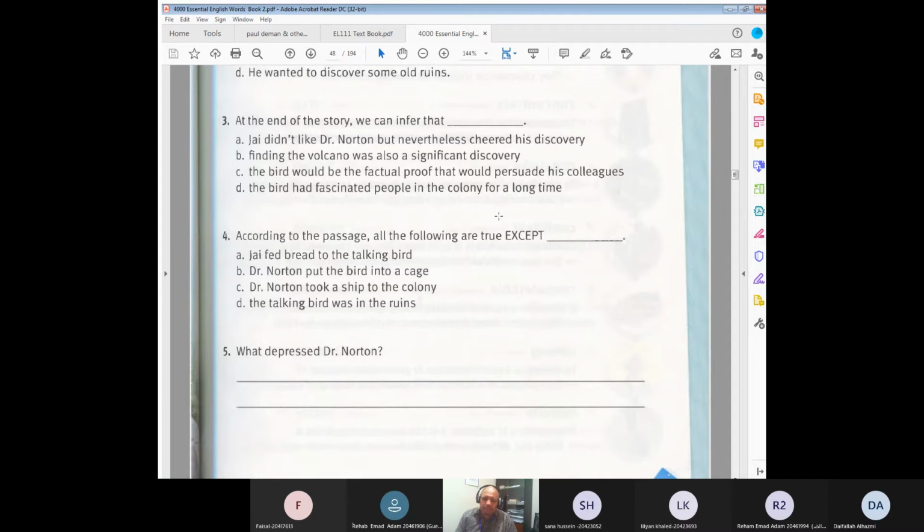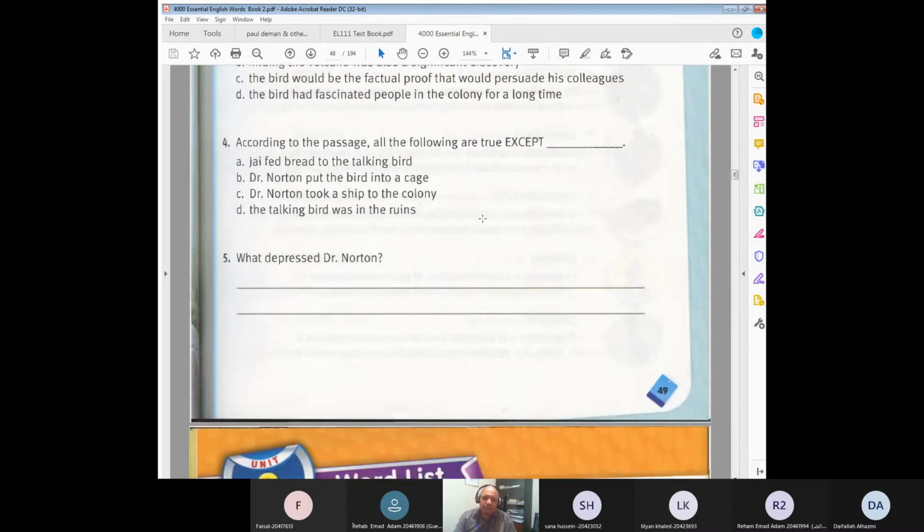Remember what happened with him at the beginning when he told his colleagues about the fact that there is a bird that can speak. They made fun of him. They laughed at the idea. They didn't believe. Right. So going overseas and bringing in the bird would be the factual proof that would persuade. Persuade means to convince them, يقنعهم, to convince his colleagues. Yes, that's correct. Let's move to four.